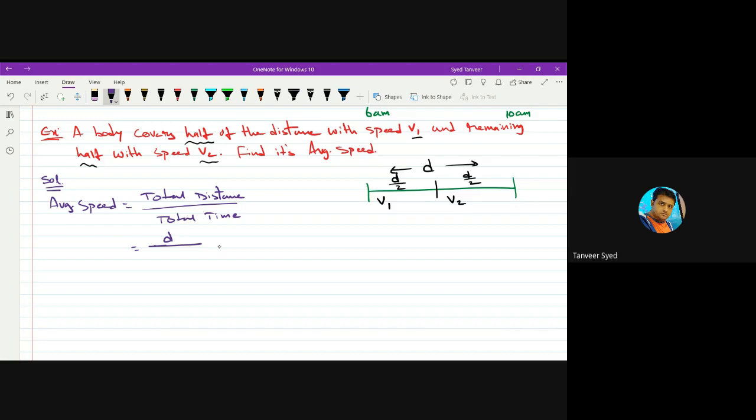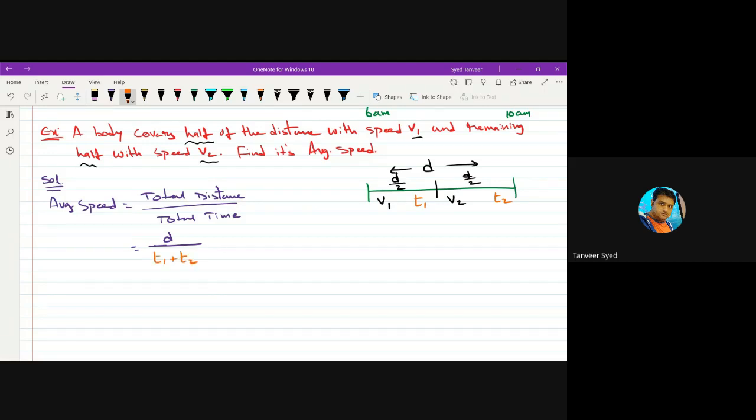Okay. Divided by time. How much time is the body taking? Is anything given regarding time in the question? No, time is not at all mentioned in the question. But in formula we have time. Then what to do? What we do is, let us say the time taken by the body to cover first half of the distance is some t1, and time taken by the body to cover second half is t2. Okay, then total time will be t1 plus t2.